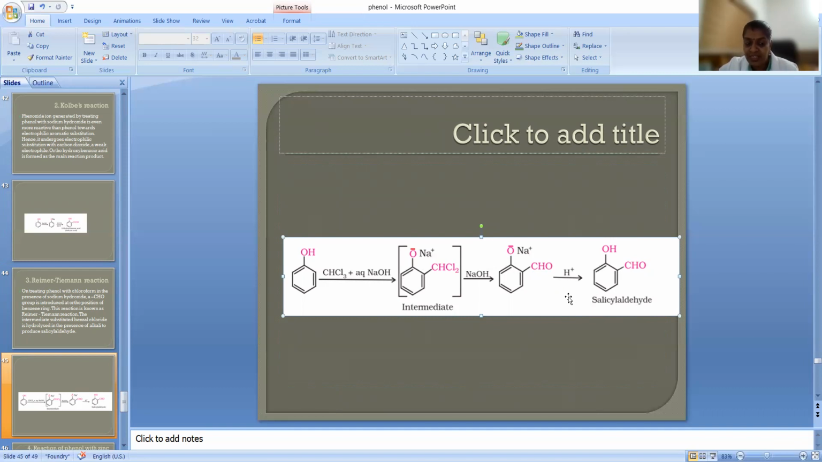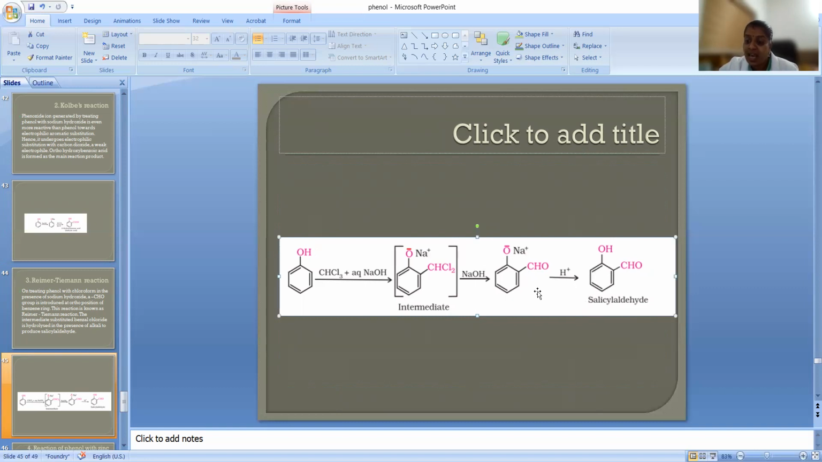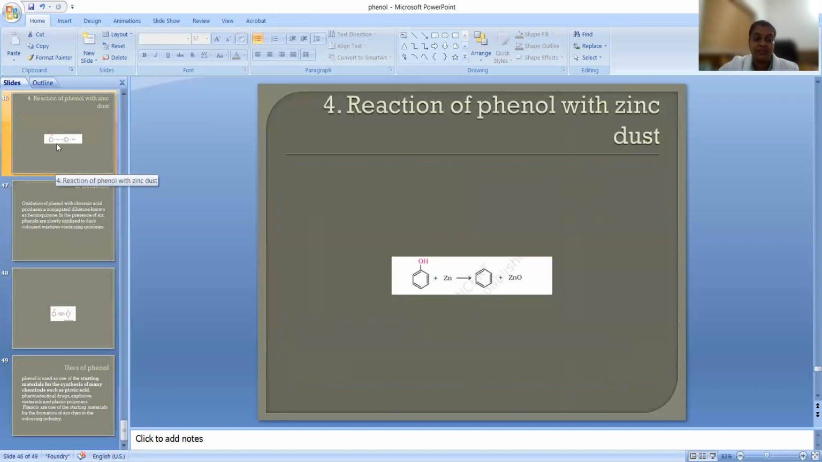Just now we prepared salicylic acid. Now for the preparation of salicylaldehyde also we can use phenol. Phenol will react with chloroform in the presence of sodium hydroxide. We will get an intermediate that will react with sodium hydroxide again, and the CHO group will be introduced at the ortho position. When you undergo hydrolysis, ONa will convert into OH, and we will get salicylaldehyde. The Reimer-Tiemann reaction is very important.